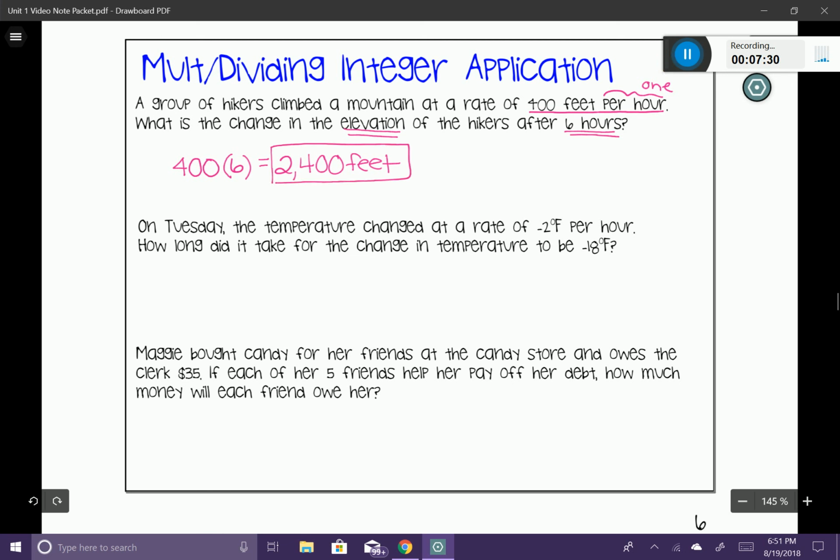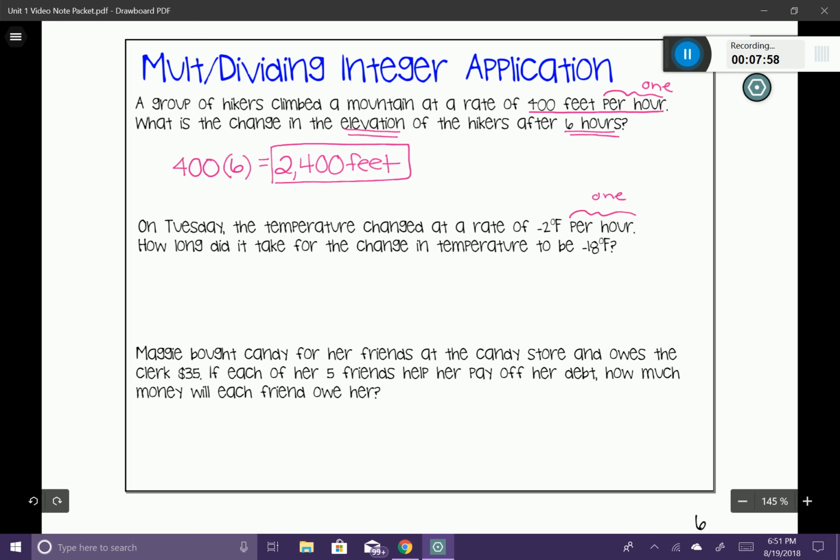All right, let's look at the next one. On Tuesday, the temperature changed at a rate of -2 degrees Fahrenheit per hour. How long did it take for the change in temperature to be -18 degrees Fahrenheit? So basically the temperature is changing about 2 degrees, getting colder every hour. Again, we have that per hour idea. That just means 1 hour.